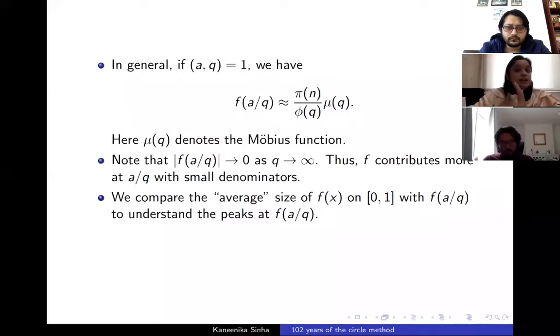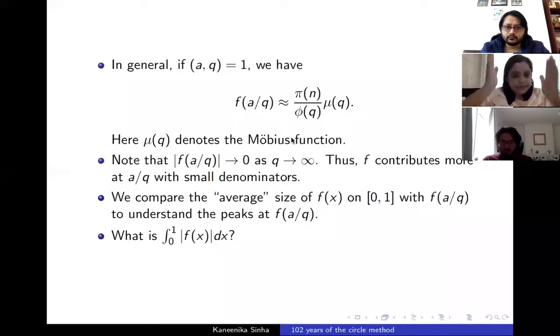How can we at least understand the size of the function? To do that, we talk about the average size of the function f on the unit interval. Since we are just interested in size, we take the absolute value of f of x, integrate it from 0 to 1, and divide it by the length of the interval 0 to 1, which is just 1.